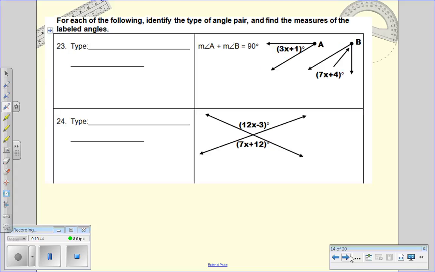Number 23. First, we need to identify the type of angle pair that we're dealing with, and then find the measure of the labeled angles. So, the types of angle pairs that we have: linear pairs, we have vertical angles, we have complementary, and supplementary. Those are the only 4 types that we can deal with.